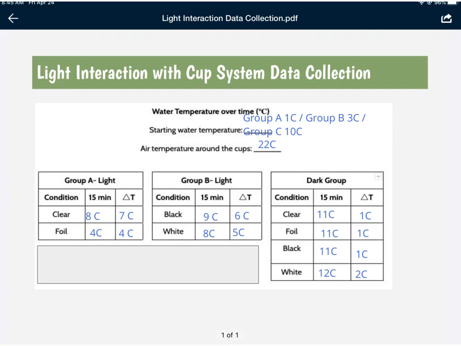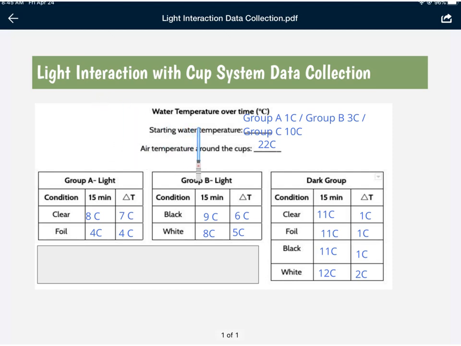Welcome back, everybody. Today we're going to be going over our data analysis lesson on our light interaction experiment. So you can see that I've got the data table up on the screen right now, and I want to point out a few things.